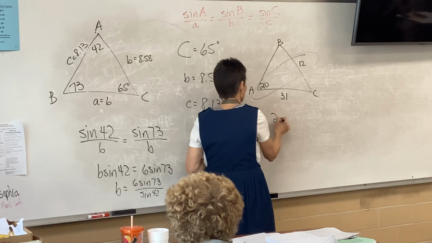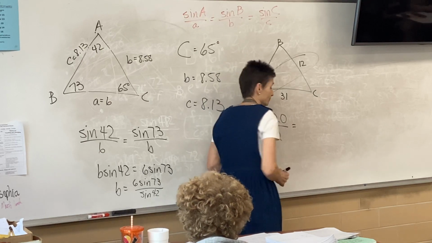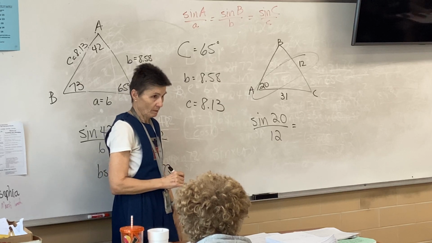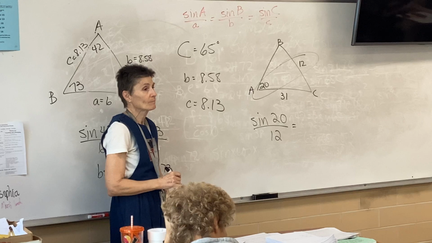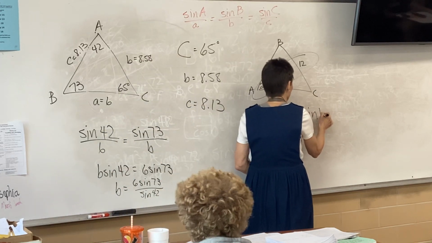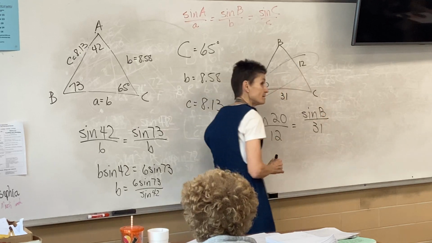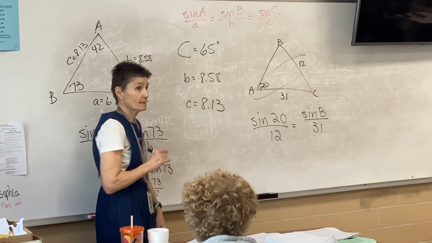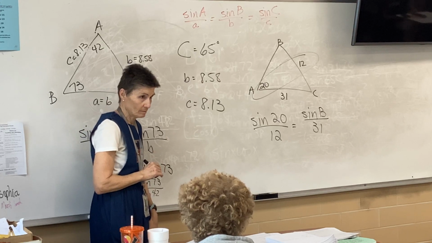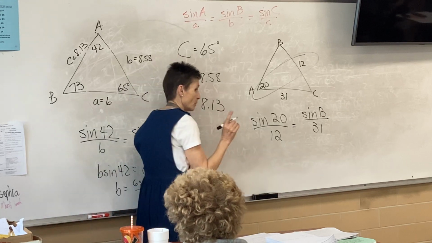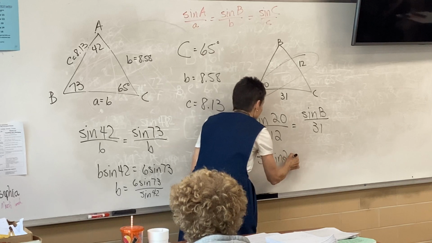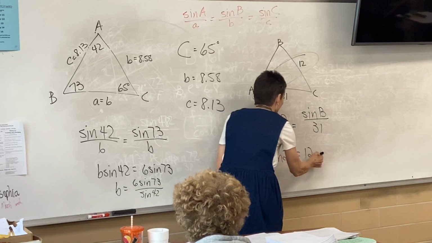So sine 20 over 12. What's it going to equal, though, this time? Gio? Sine B. Exactly. Over 31. So kids, this is a little bit different now. We're looking for an angle. Let's go ahead and cross multiply. 31 sine 20 equals 12 sine B.